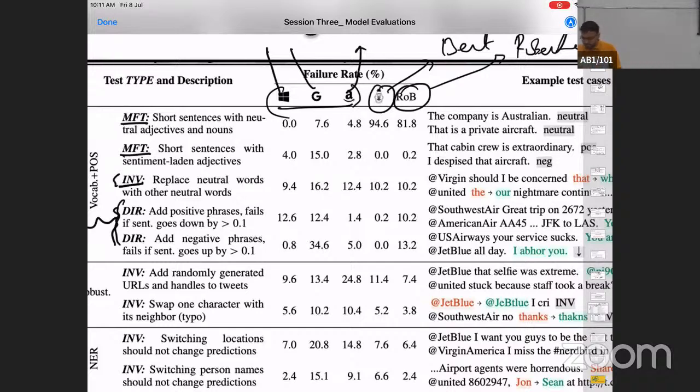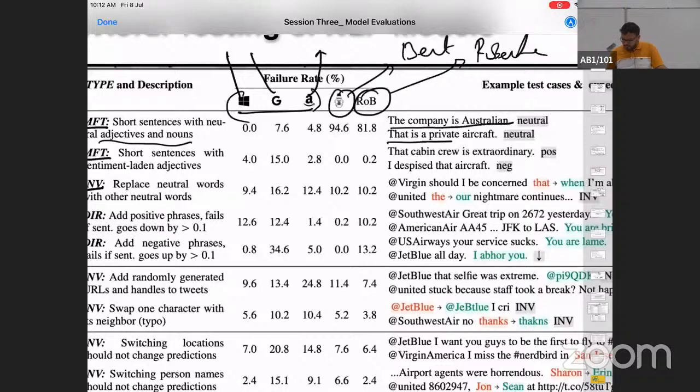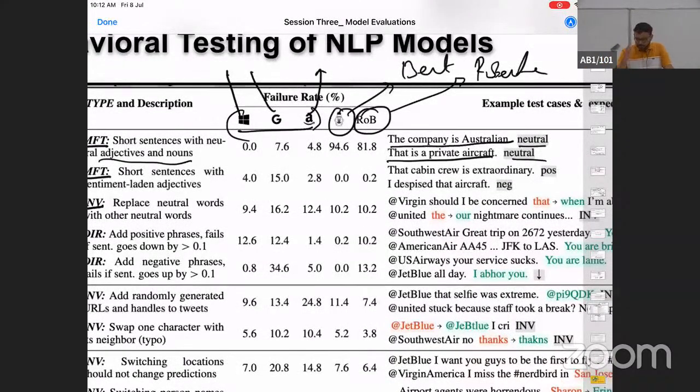So what they are showing here is these different classes of sentences that they have generated. In the case of MFT, they have generated short sentences with neutral adjectives and nouns. For example, "The company is Australian." "That is a private aircraft." These are short sentences with neutral adjectives or nouns. And what is our expectation from the model? It should predict them as neutral.